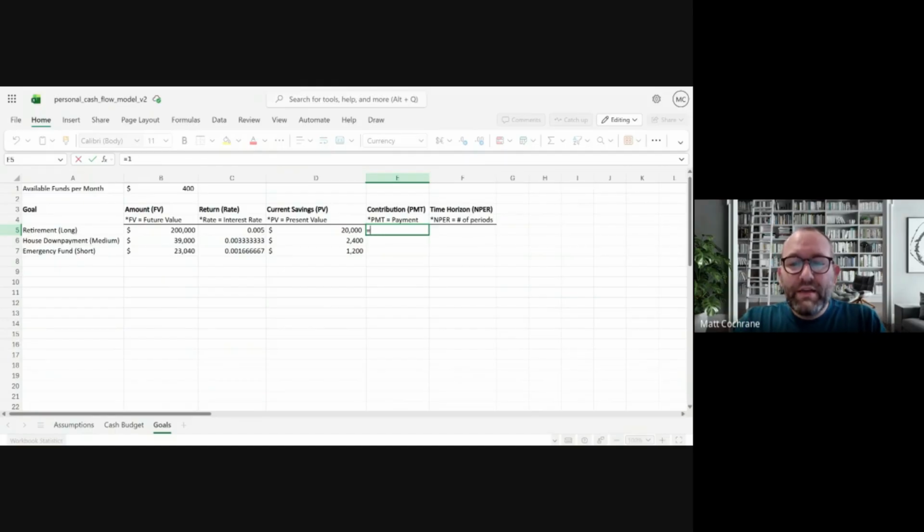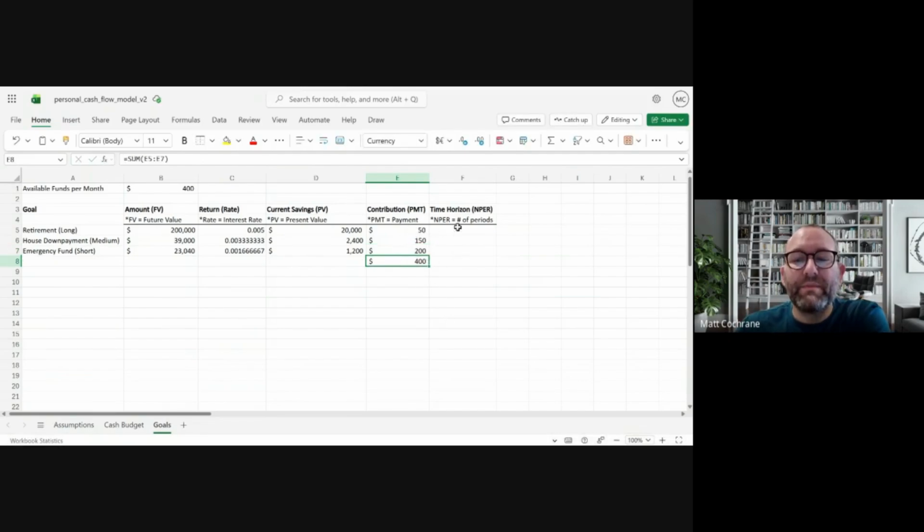So let's say that we want to put 50 toward our retirement every month. Let's say that we want to put 150 toward our house down payment and 250 toward our emergency fund. Okay, so when we sum all of these up, just hit the sum button. Okay, that gives us 450, which is over our 400. So let's adjust this one to 200 and we get 400. Okay, so this is feasible.